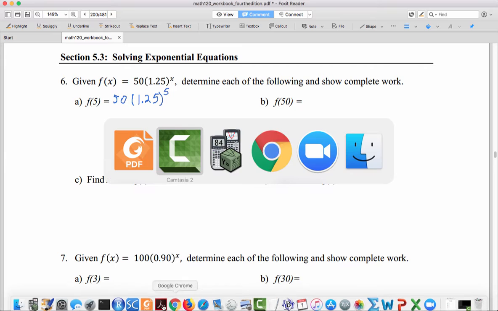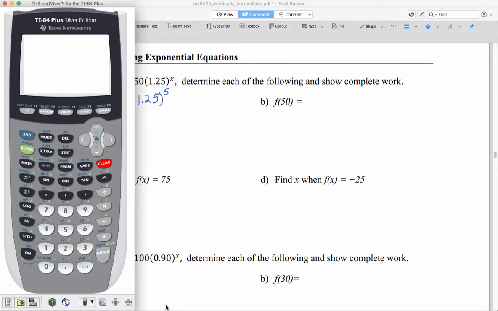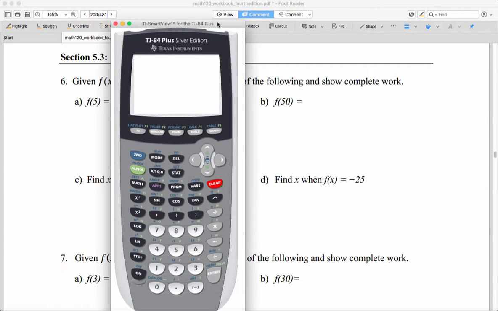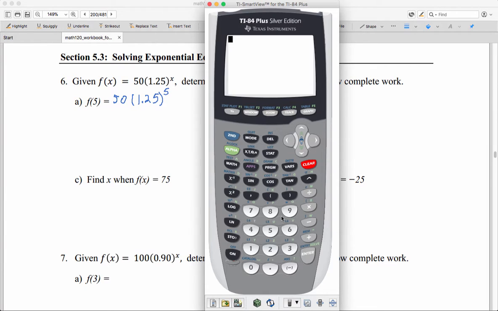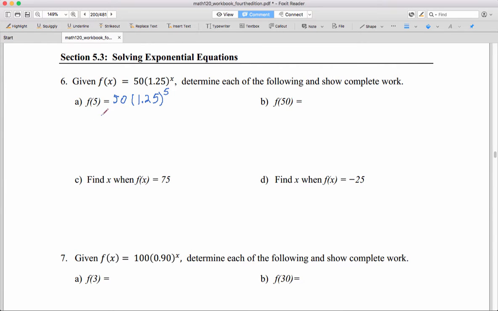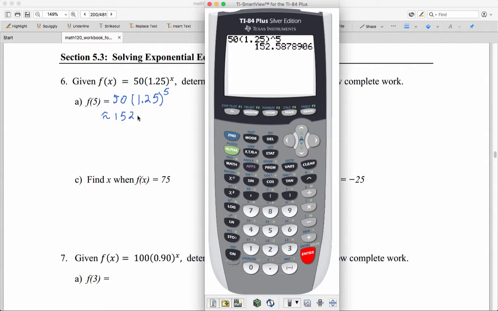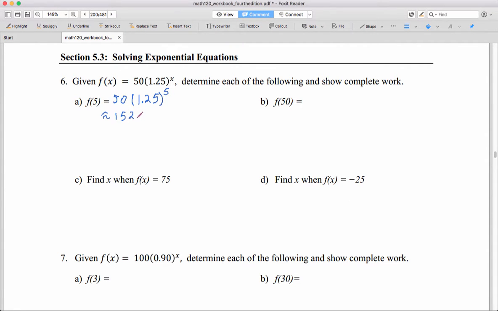Okay, let's go get our calculator out. We're going to do that on the calculator. We're not going to do any of the calculations, the actual numeric part, by hand. We'll let the calculator do that for us. So it's going to be 50 parentheses 1.25 raised to the 5th power, which gets us back 152 point, let's go 59. We'll go out 2 places. So this is approximately 152.59.